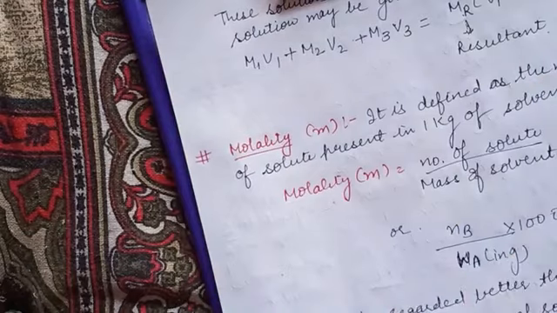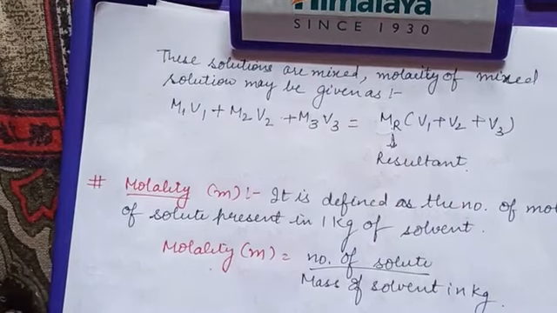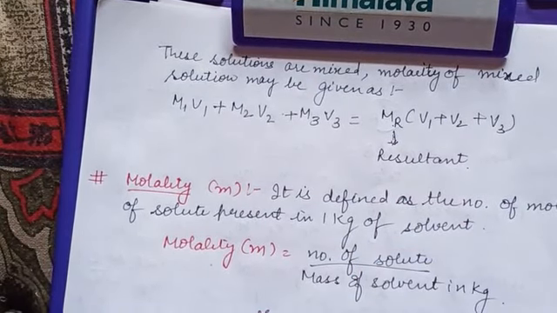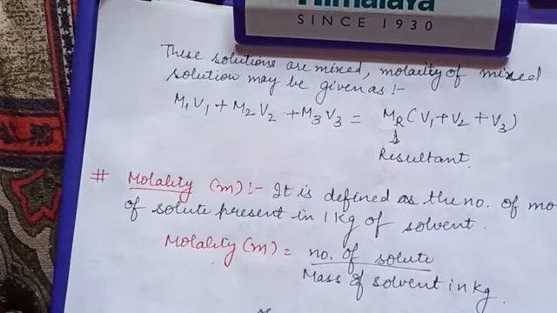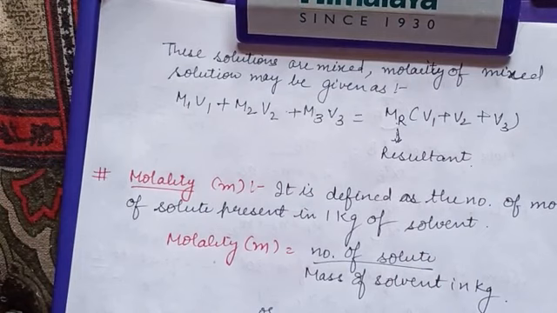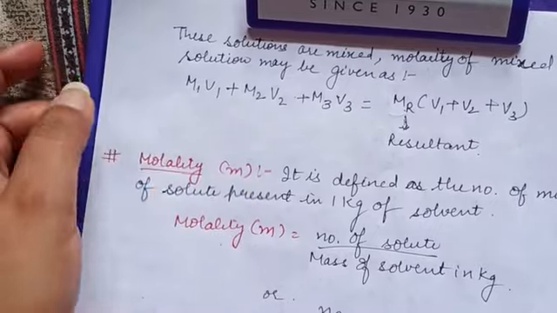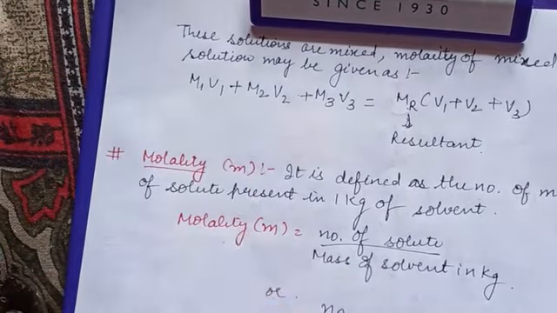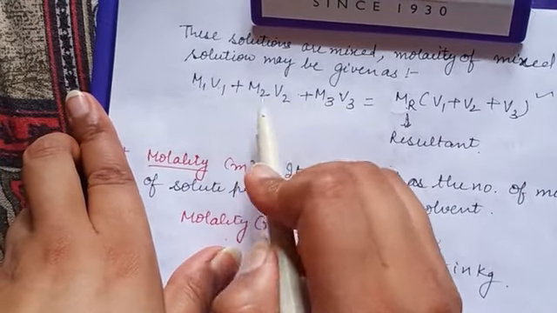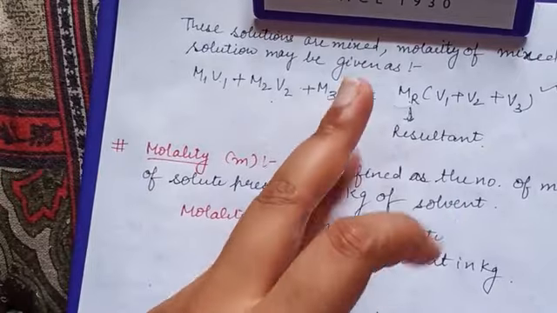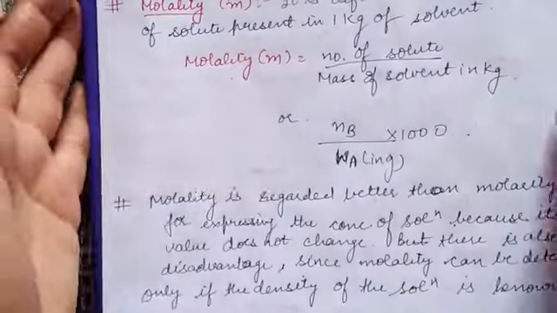That means suppose 3 solutions are mixed with different molarities, meaning they contain different moles. Molarity is the number of moles dissolved per liter of the solution. So for every sample the molarity is given, and they also give us the volume. The formula of molarity of mixing is M1 V1 plus M2 V2 plus M3 V3 is equal to MR into V1 plus V2 plus V3. We'll do the numerical of the same too.